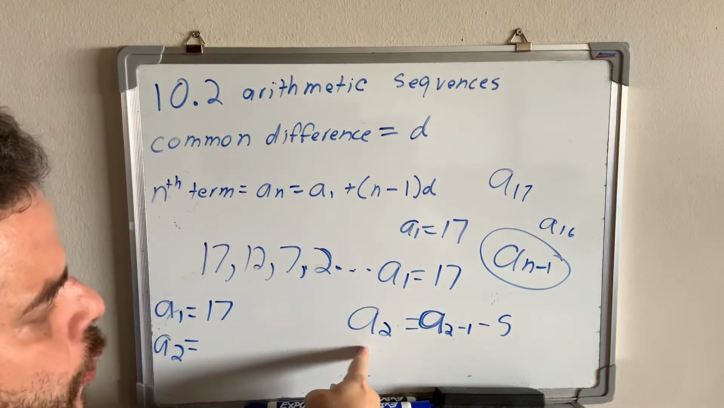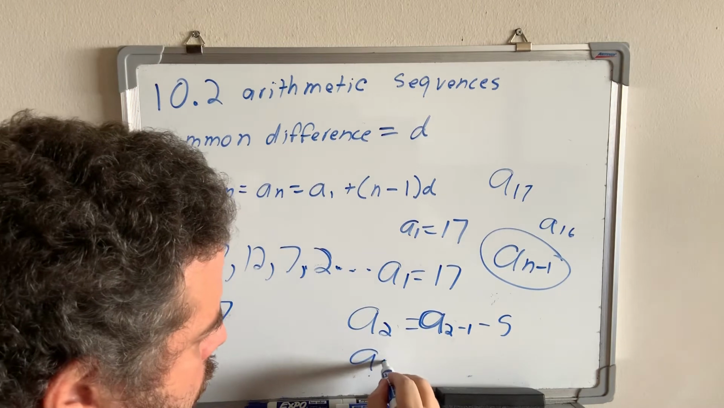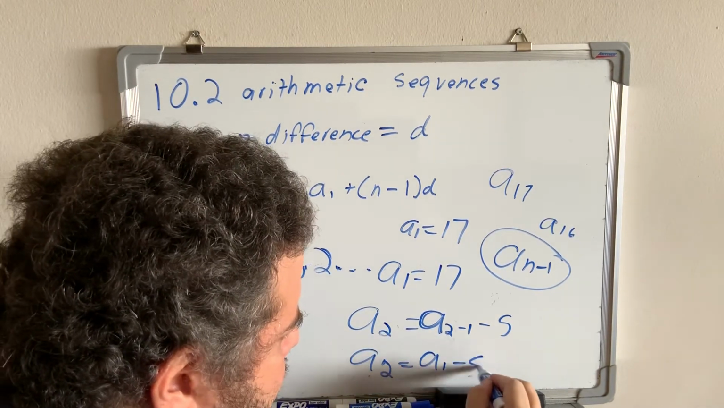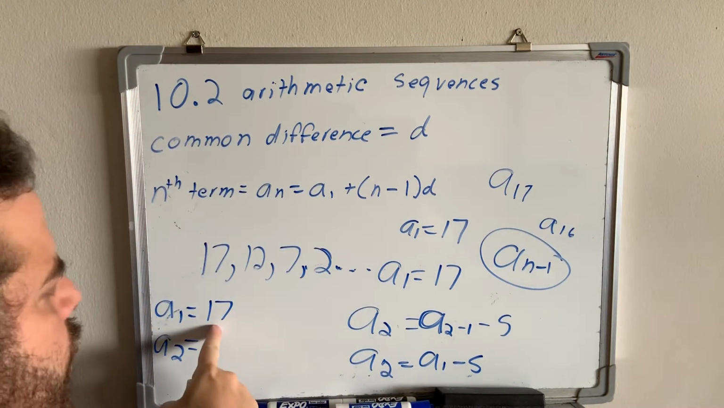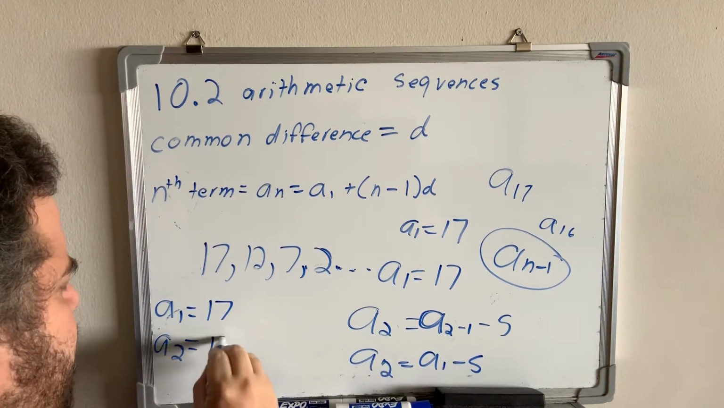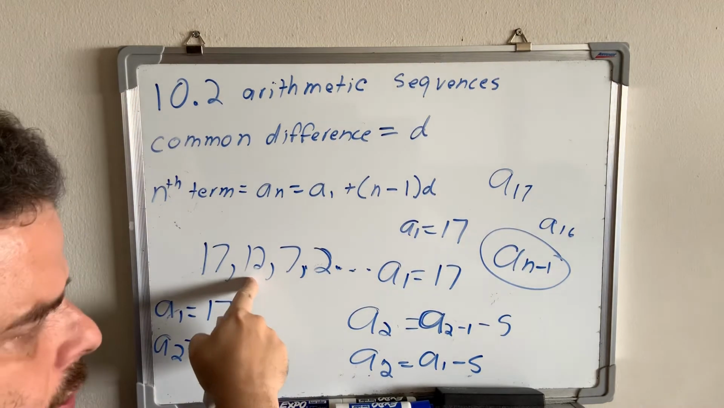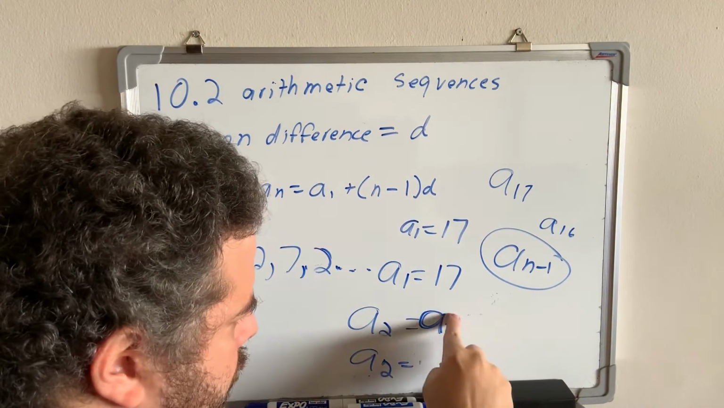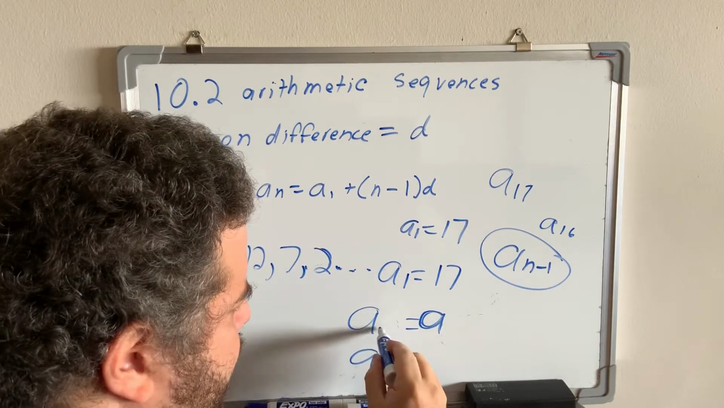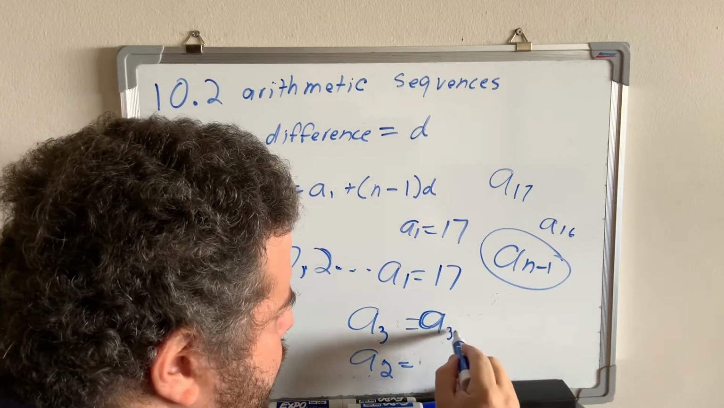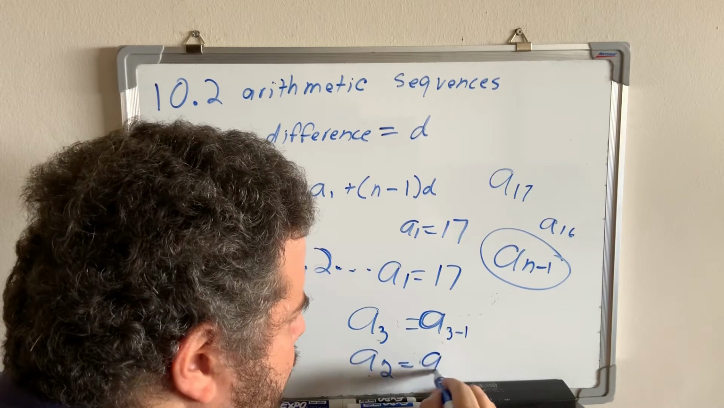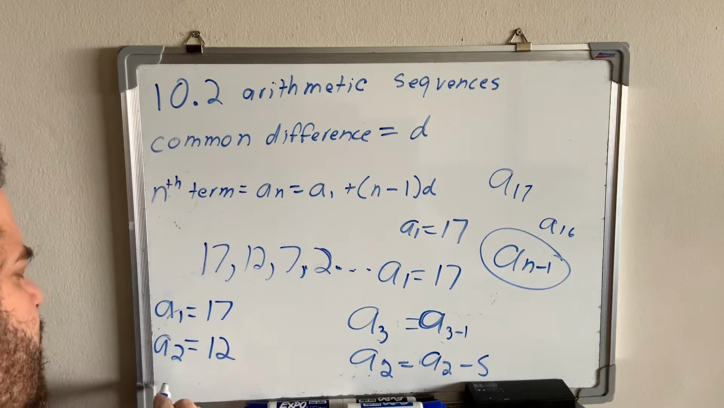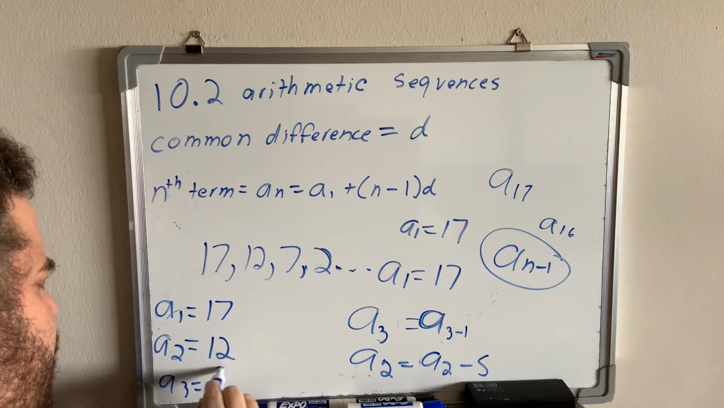My second term, a2, would be a1 minus 5. I know that my a1 is 17, minus 5 is 12. Correct. Now I'm going to plug that in again. In order to find my third term, it's 3 minus 1, also known as a2 minus 5. a2 is 12, minus 5, so a3 gives me 7.